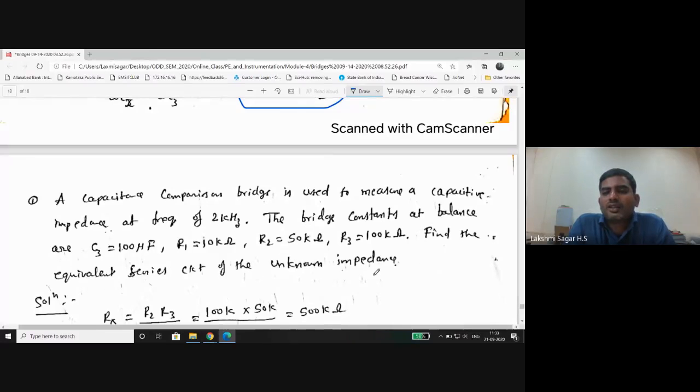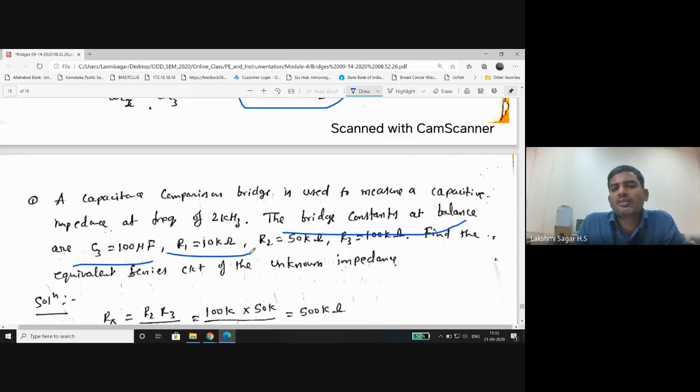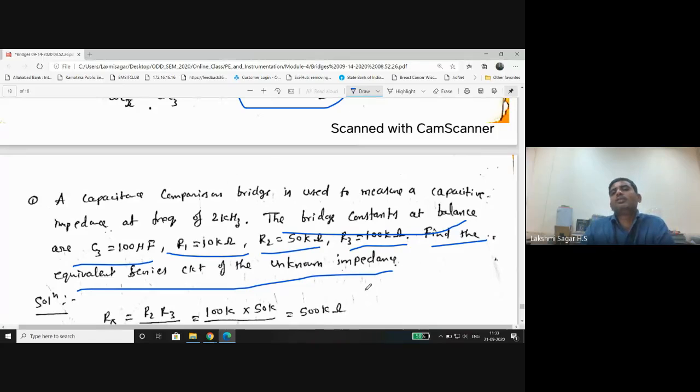The bridge constants at balance are C3 equal to 100 microfarad, R1 equal to 10 kilo ohm, R2 equal to 50 kilo ohm, and R3 equal to 100 kilo ohm. Find the equivalent series circuit of the unknown impedance. So the Cx and Rx values you need to find out.